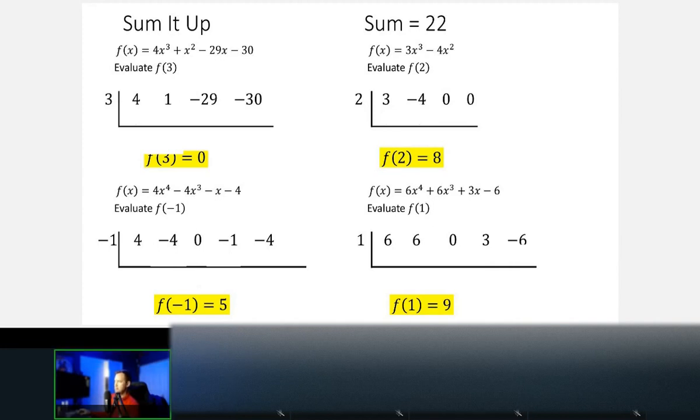So the hard part about synthetic substitution or even synthetic division is setting it up. Once it's set up and it's right, it's super simple. Do you agree? Yeah, but you always got to make sure you have placeholders. Always got to have those placeholders because if you forget one of them or more, your answer will probably be wrong.